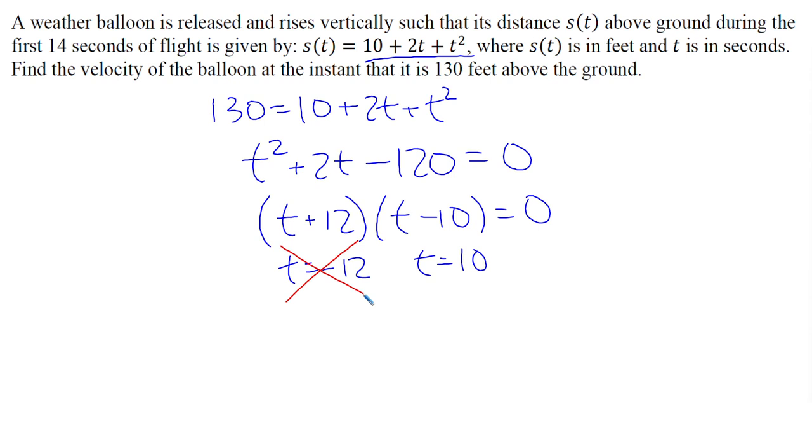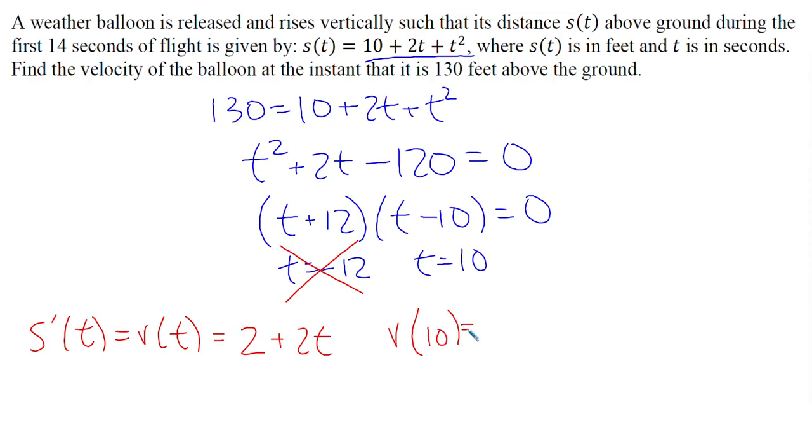And we want to know the velocity at that time, so we need to find s prime of t, which is v of t. Well, the derivative of 10 is 0, the derivative of 2t is 2, and the derivative of t squared is 2t. So if we evaluate the velocity at t equals 10, we just have 2 plus 2 times 10, which is 22 feet per second. And that's the end of the derivative motion homework assignment.